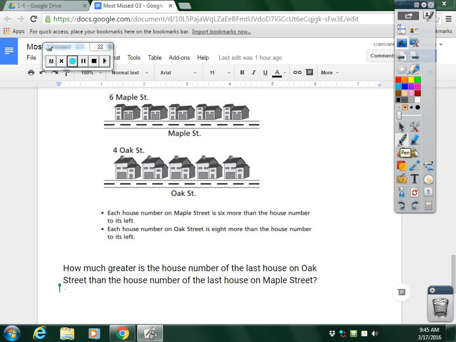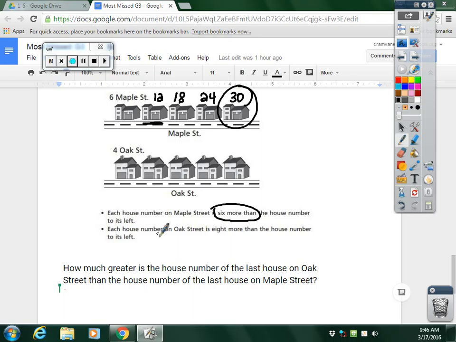Each house number on Maple Street is 6 more than the house number to its left. Okay, so I'm going to start with Maple. The house on, this is the house to the right, okay? So the house number to its left is always 6 more than that. So this one, I'm going to take this and add 6 to it. 6 plus 6 is 12. Now I'm going to go to this house, add 6. 12 plus 6 is 18. Now I'm going to go to this house. 18 plus 6, 24, and 30. Okay, so the last house is 30.